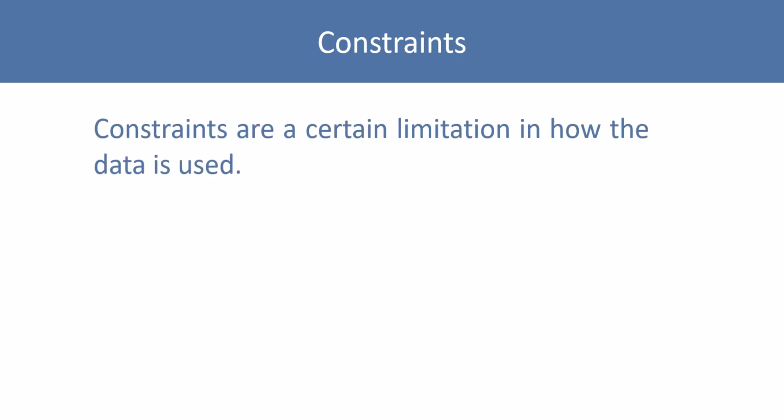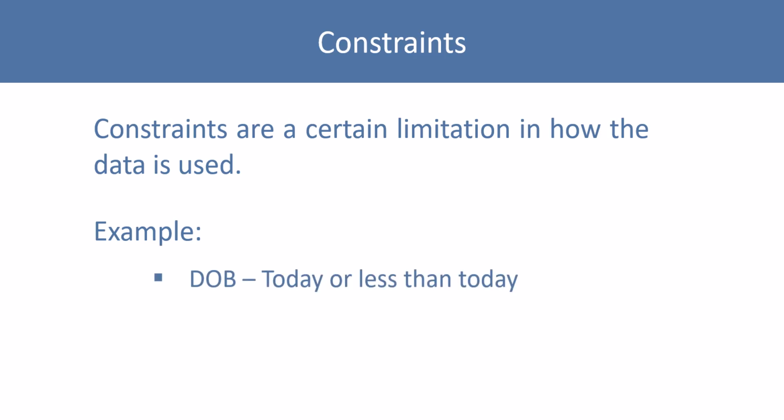So what are these constraints? Constraints are a certain limitation in how the data is used. For example, date of birth. Date of birth can be today or less than today. A date of birth cannot be of a future date.